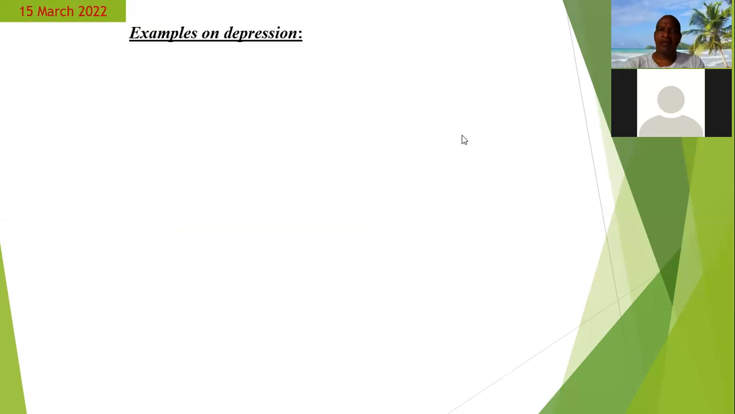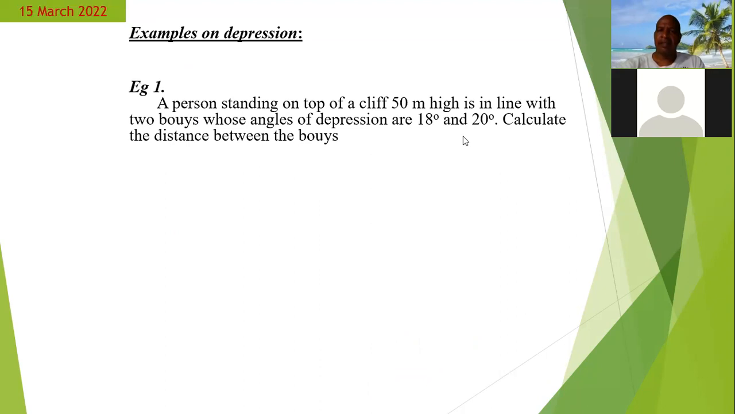I'm moving on now to an example of depression. All right, so here we have a question. It says a person standing on top of a cliff 50 meters high is in line with two buoys whose angles of depression are 18 degrees and 20 degrees. Calculate the distance between the buoys.